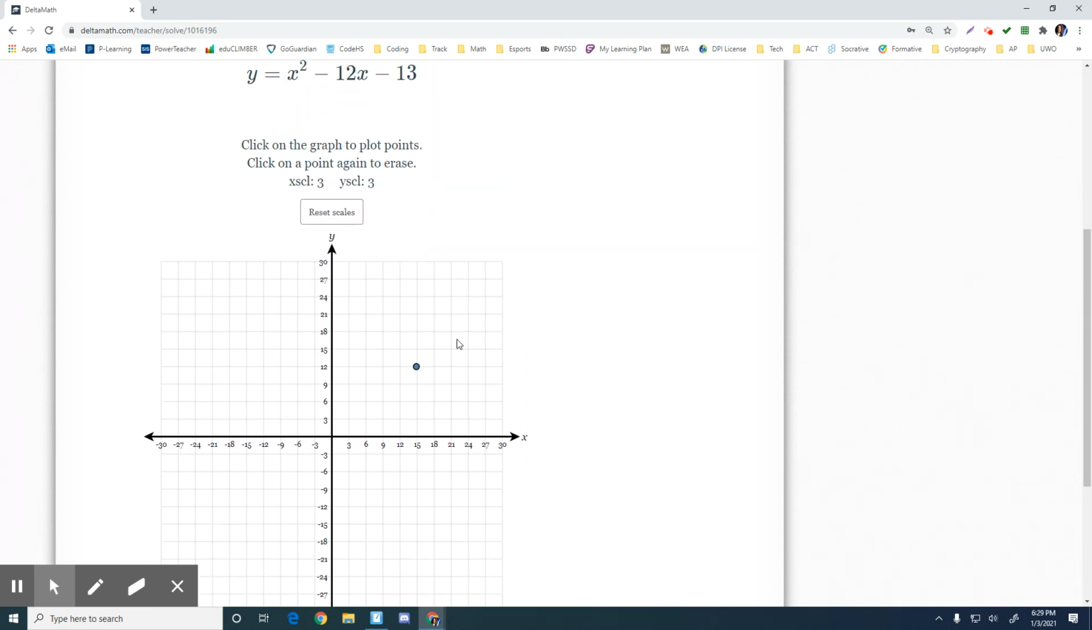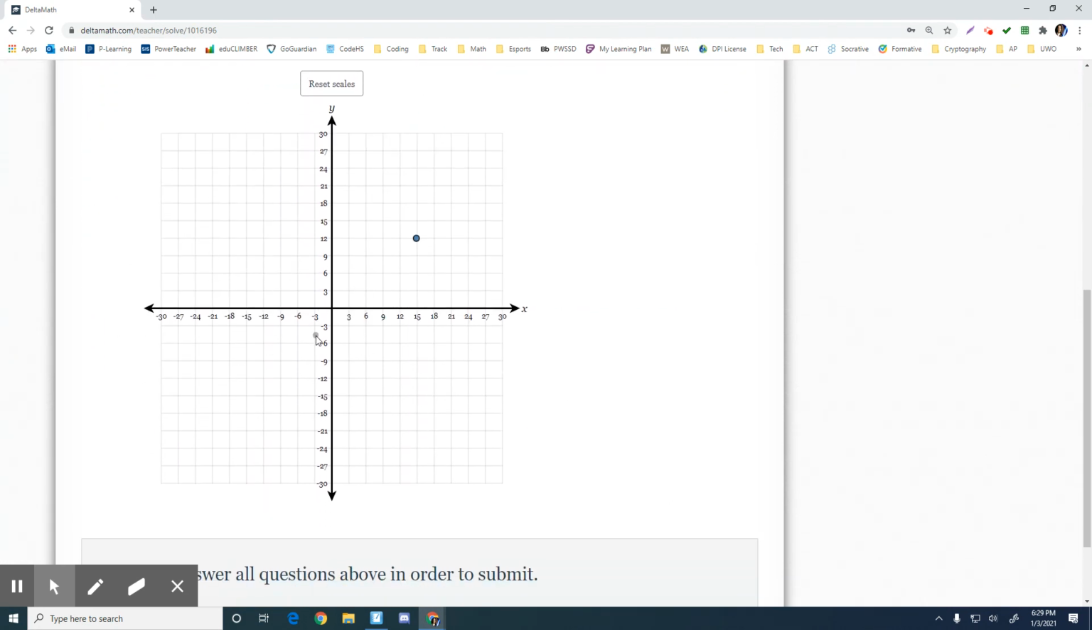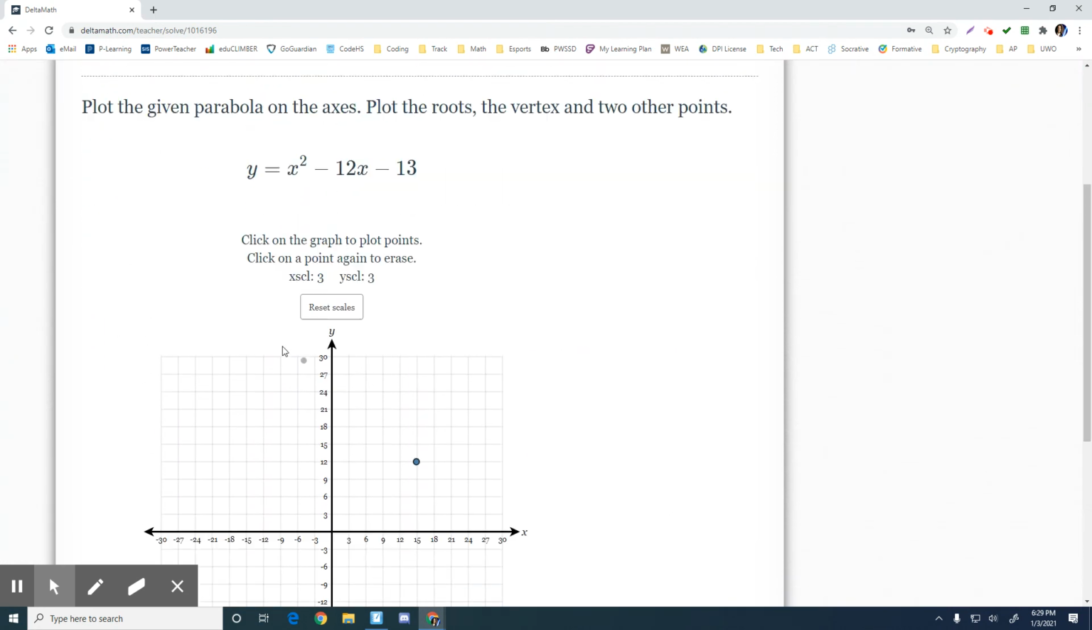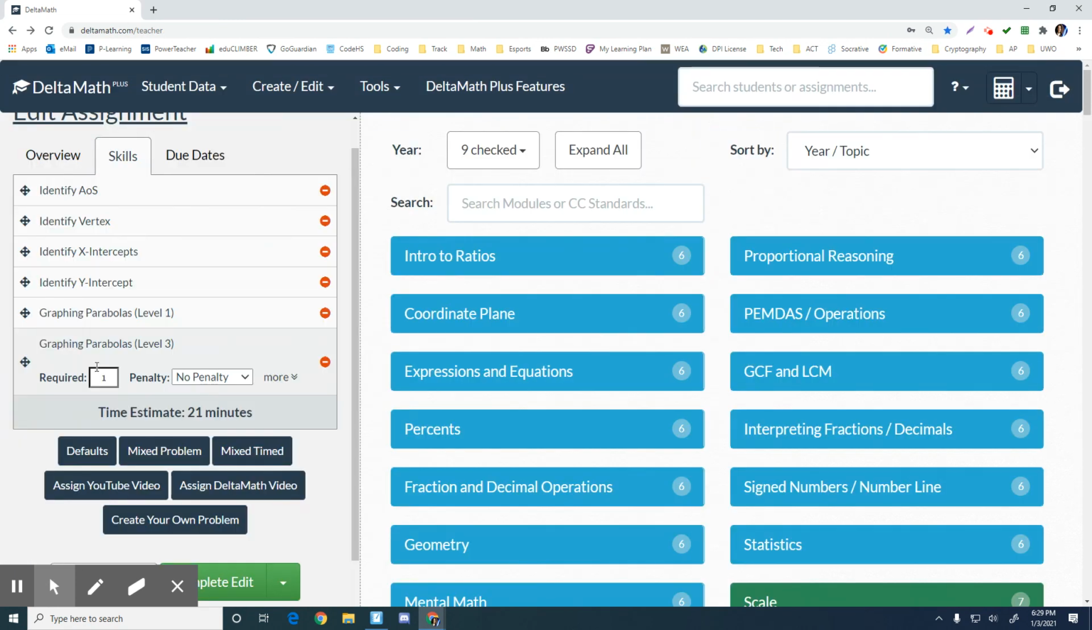And this is just an optional exercise on your homework to get you some practice, because on your test you are just going to get a blank graph and you're going to have to graph it. But if you don't get it, don't worry, it's not going to count against you for this homework assignment, just this level 3. You do have to do all the others.